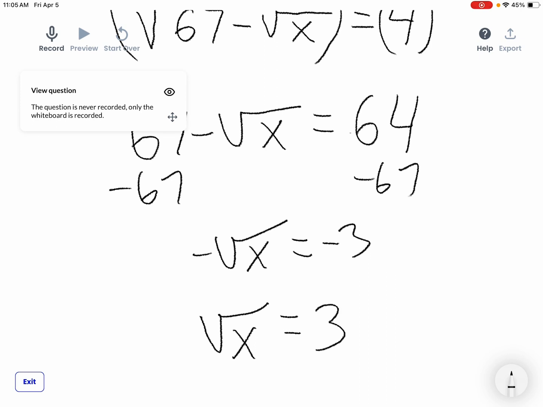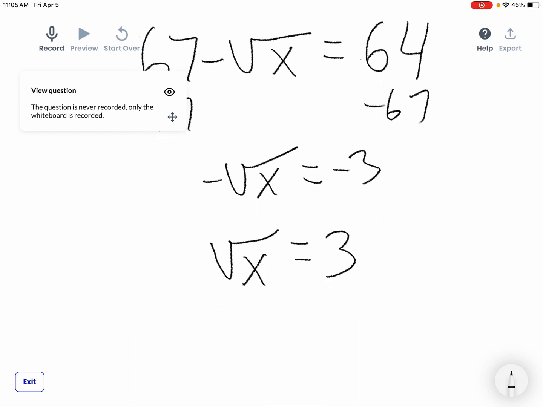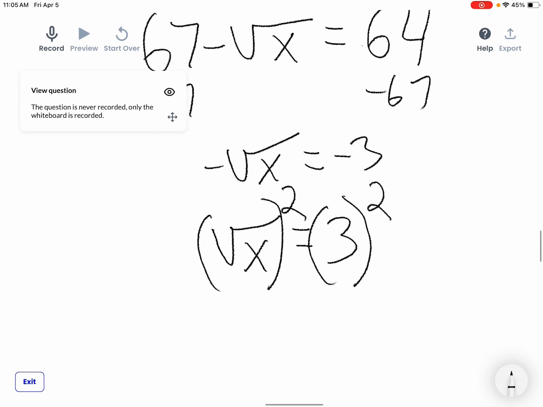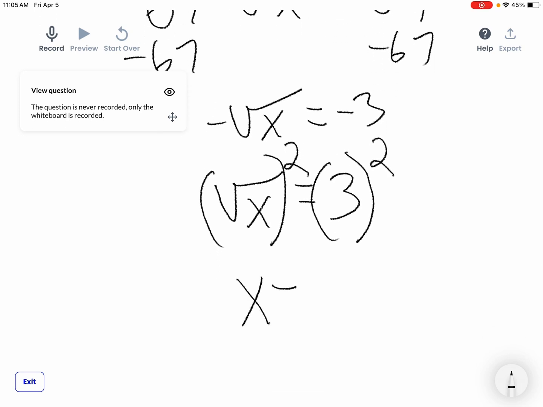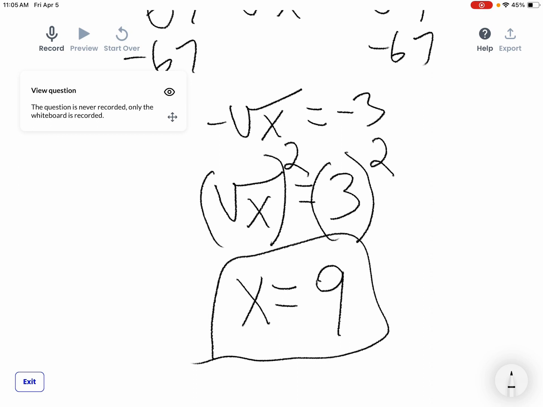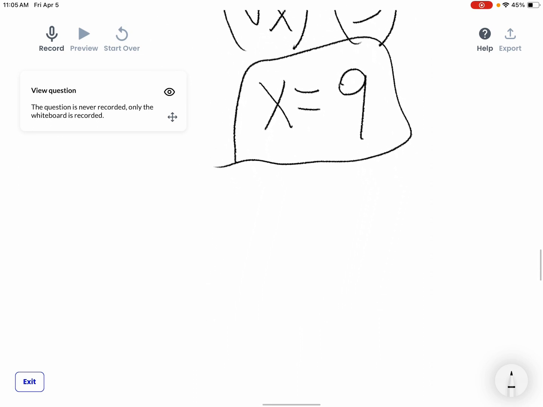And then to get to x, if the square root of x is 3, we can just square both sides, because the square root of something squared, again, is whatever is underneath the square root. So the square root of x squared is just x, is equal to 3 squared, which is 3 times 3, and therefore x here is equal to 9. X is equal to 9. All right, cool. So what's next?